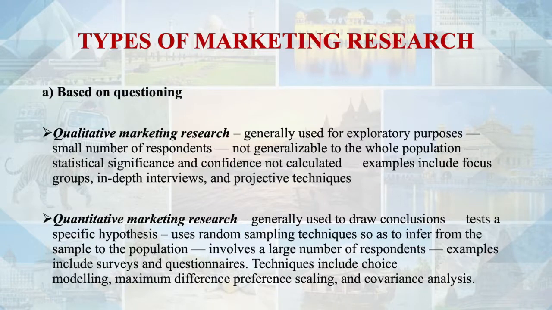Quantitative marketing research is generally used to draw conclusions and test a specific hypothesis. It uses random sampling techniques so as to infer from the sample to the population. It involves a large number of respondents. Examples include survey and questionnaire techniques. They include choice modeling, maximum difference preference scaling, and covariance analysis.